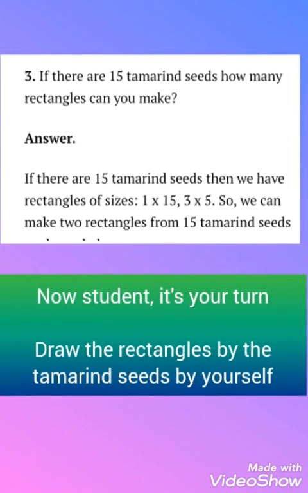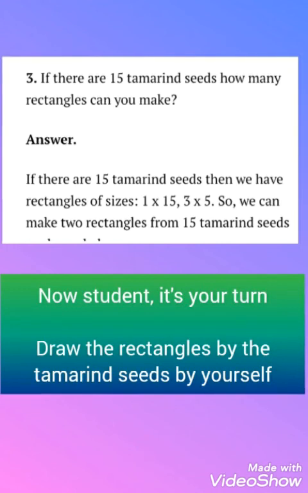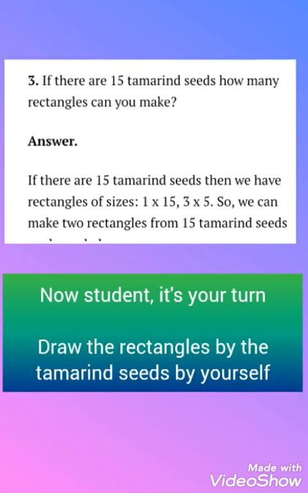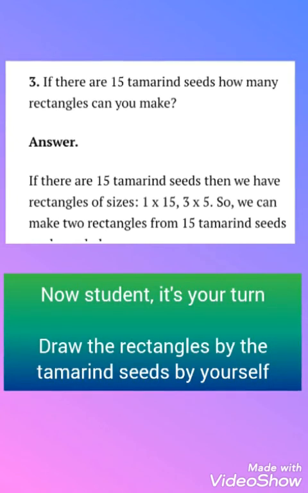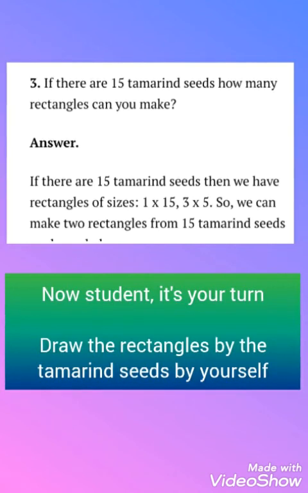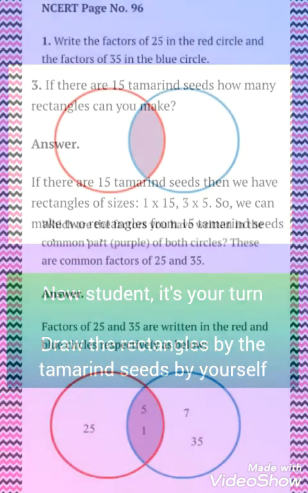Similarly, question number 3, if there are 15 tamarind seeds, how many rectangles can you make? Answer. If there are 15 tamarind seeds, then we have rectangles of sizes 1 into 15, 3 into 5. Now here the factors of 15 are 1, 3, 5 and 15 itself. So we can make 2 rectangles from 15 tamarind seeds. Why are these the factors? Because if you divide the number by 3, suppose, you will get answer 5 and no remainder. Similarly, these all are the factors.